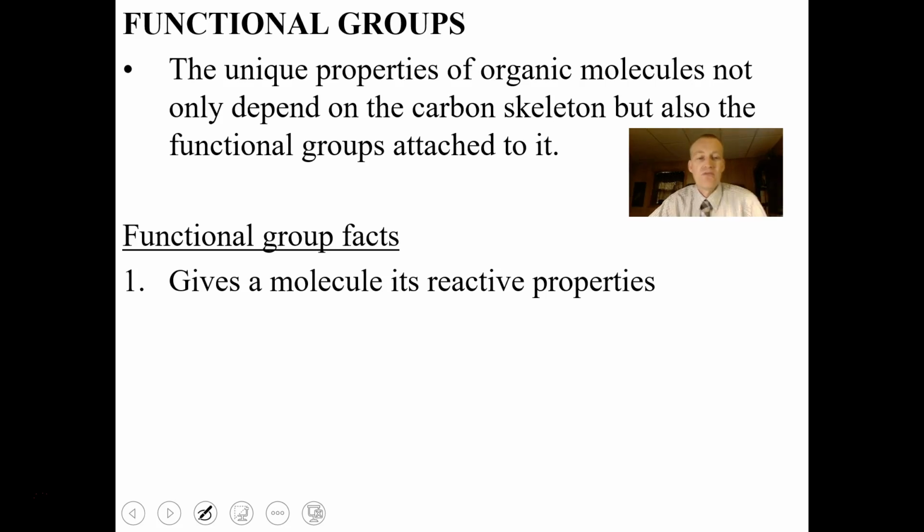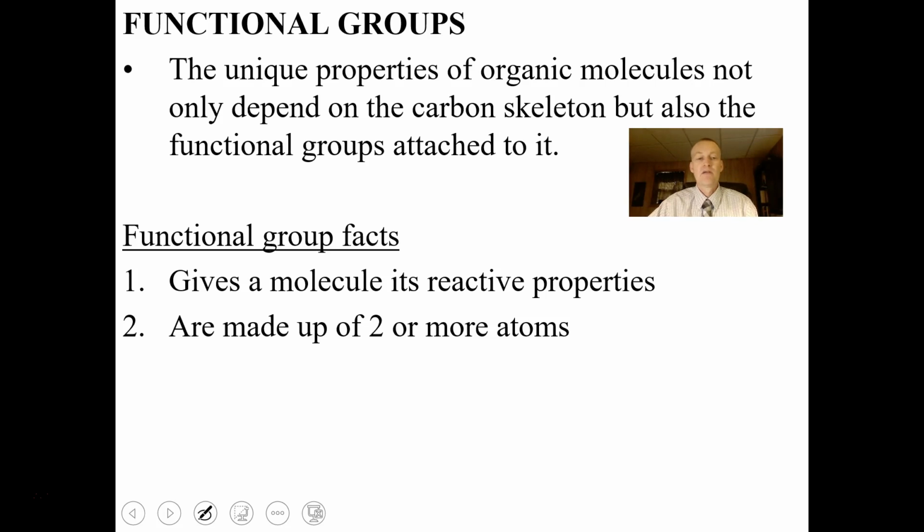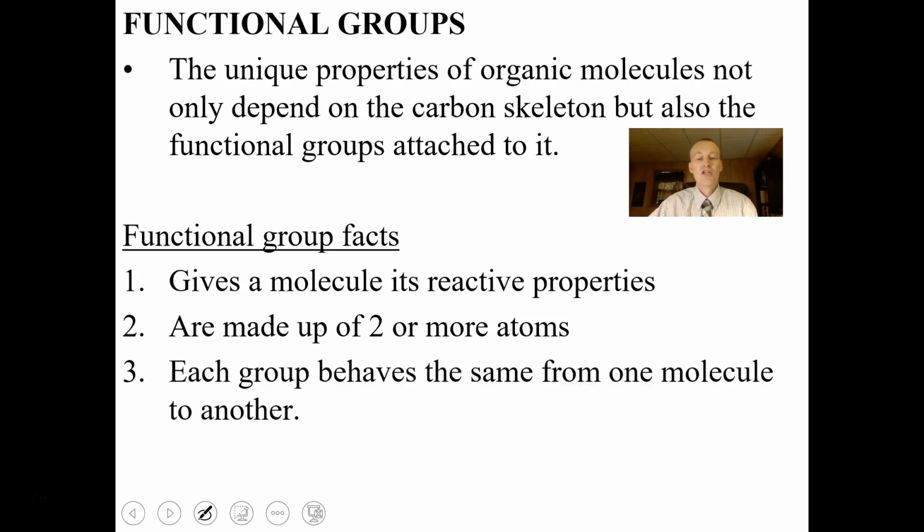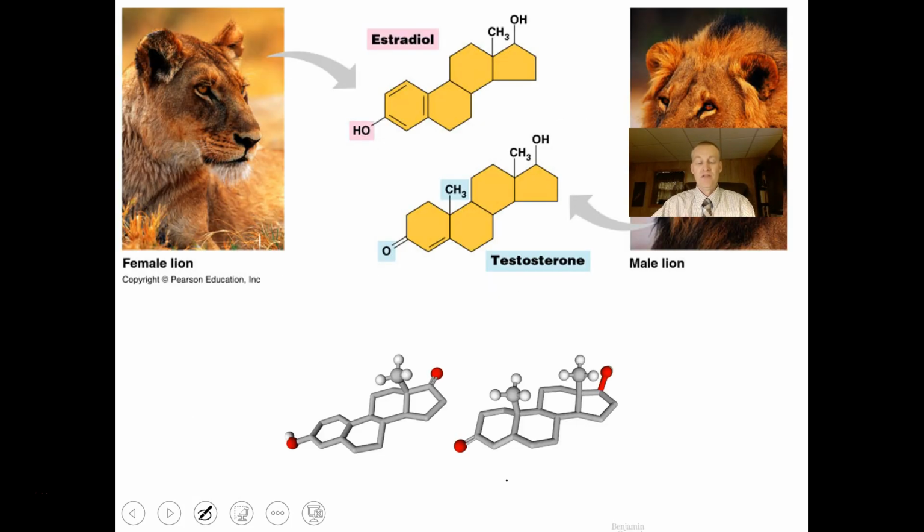So just a couple of ideas about functional groups before we go into them. Functional groups give a molecule its reactive properties, so how it chemically is going to react and bond. It also is made of 2 or more atoms typically, and each functional group behaves the same from one molecule to another. So if we know how a functional group behaves, we can actually know how it's going to behave on each molecule that we actually study. And they're super, super, super important for living things. Let me give you an example of why they're important.